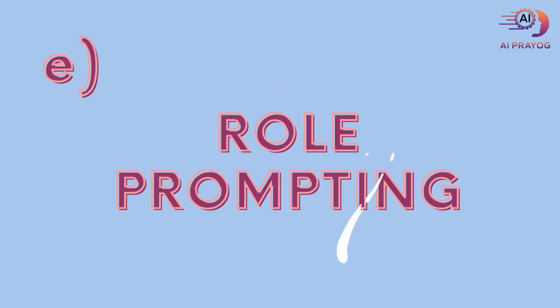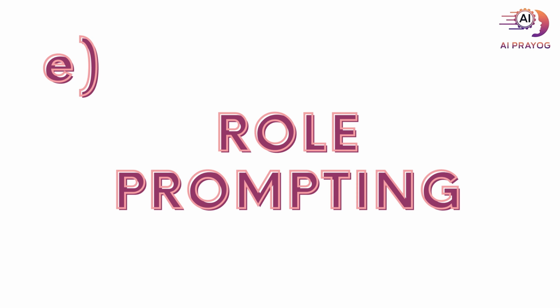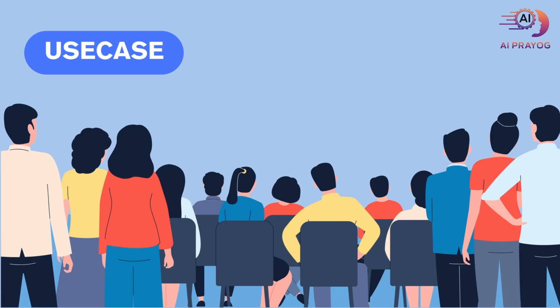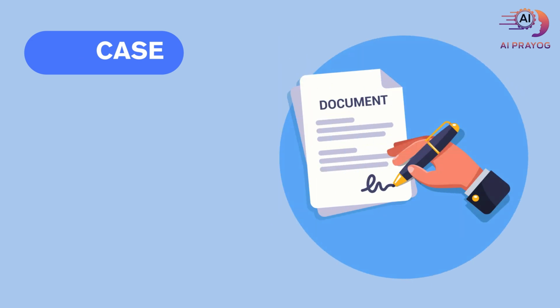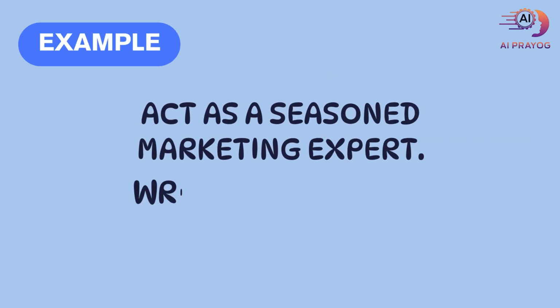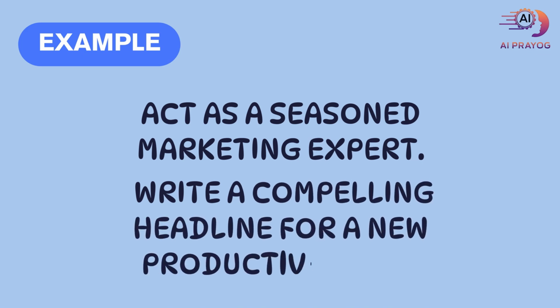Role prompting: assigning a specific persona or role to the LLM to influence its tone, style, and content. Use case: generating content for a specific audience, creating chatbots with defined personalities, or drafting professional documents. Example: act as a seasoned marketing expert. Write a compelling headline for a new productivity app.